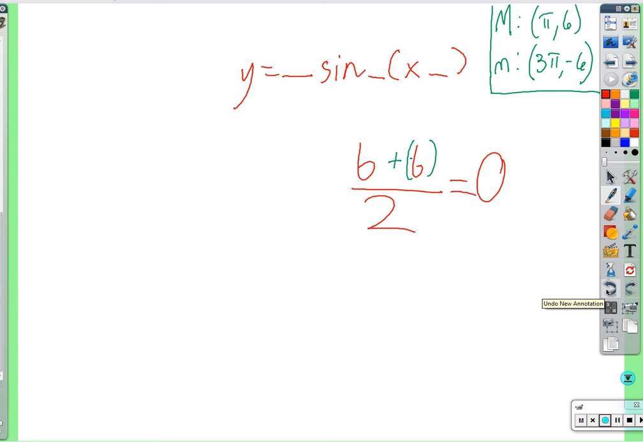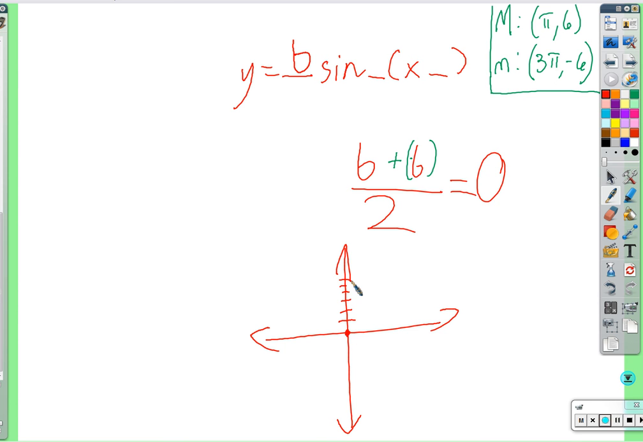Okay. So since it's at 0, and it goes up to 6, we can assume that the amplitude is 6. So we can fill that in. And now we can figure out the period, I think. Since we're starting at the origin, so 1, 2, 3, 4, 5, 6, and pi, that's up here, 2 pi, and 3 pi is way down here.